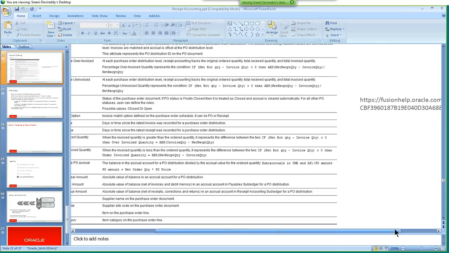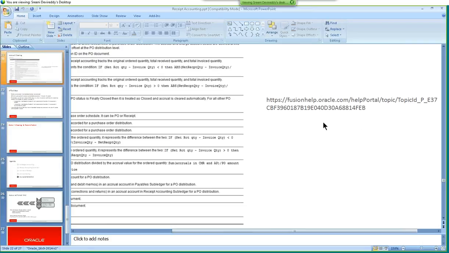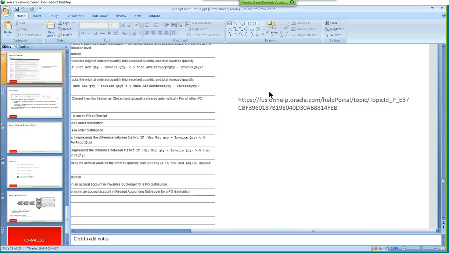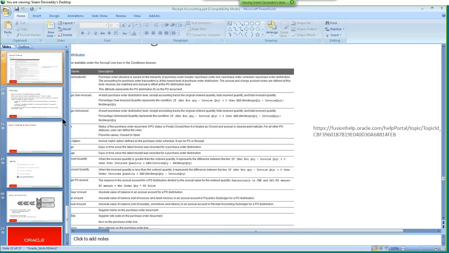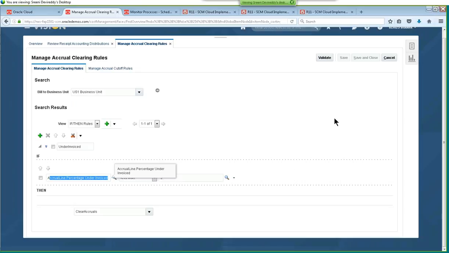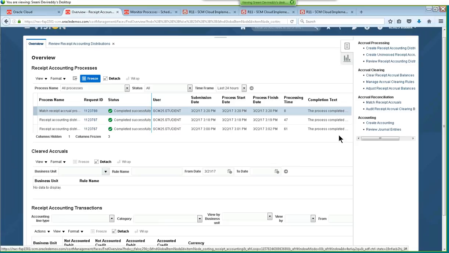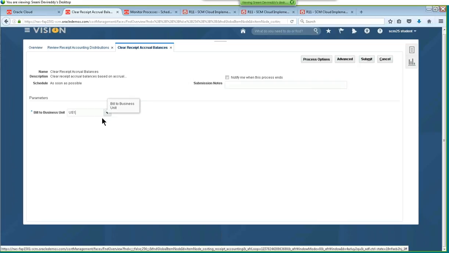And I leave you with a good reference page on how to write the rules. Beautifully explained with some examples right here. Okay, so you write the rules and you can execute them. So for example here, I go and say clear receipt accrual balances. So this is going to execute my rules. Submit it.